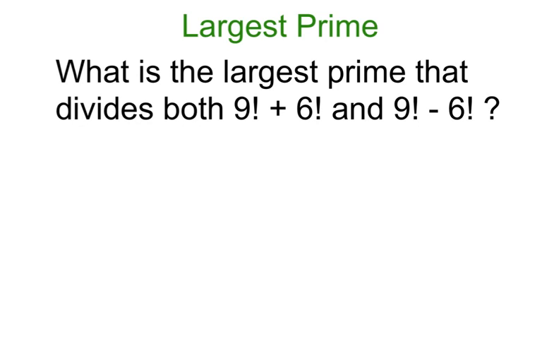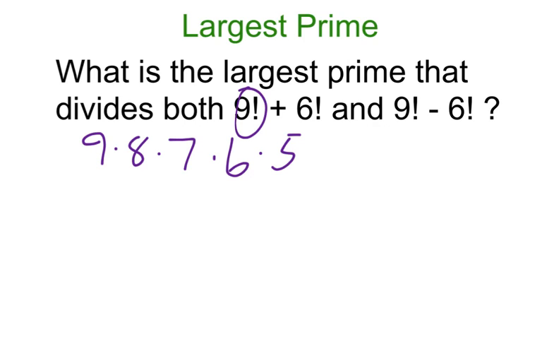All right, largest primes. Say you had the question, what is the largest prime that divides both 9 factorial plus 6 factorial and 9 factorial minus 6 factorial? So that 9 factorial really just means 9 times 8 times 7 times 6 all the way to 1. So that's what that exclamation means. We call it factorial.